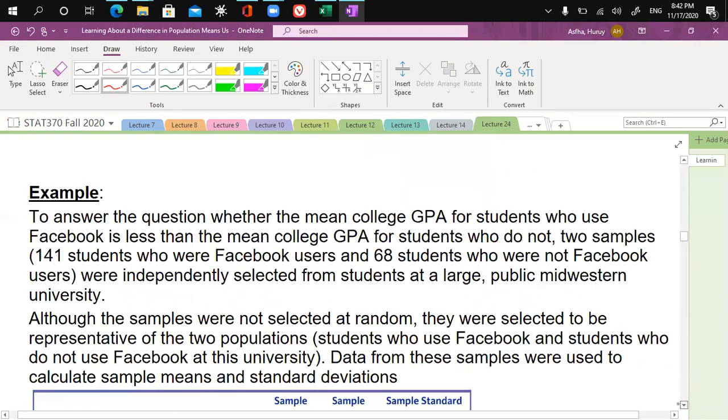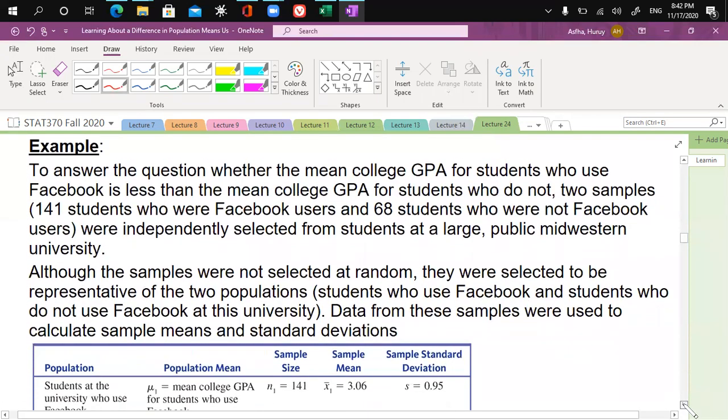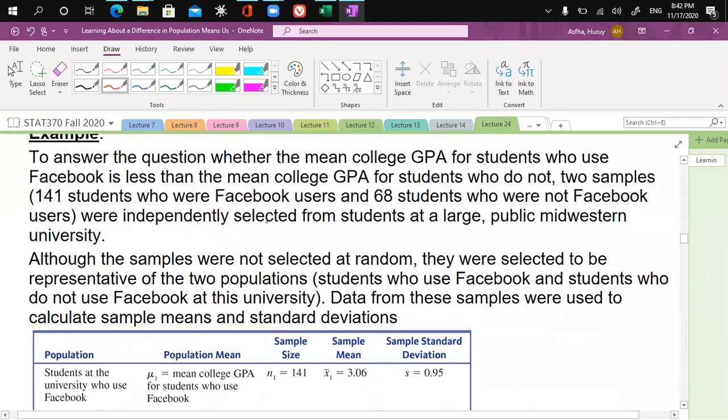All right, so let's look at this example now. Here, researchers wanted to answer the question of whether the mean college GPA for students who use Facebook is less than the mean college GPA for students who don't. So we have two groups. One is students who use Facebook, and the other is students who don't use Facebook. And for the two samples, we have N1 equal to 141 who use Facebook, and 68 who don't use Facebook.